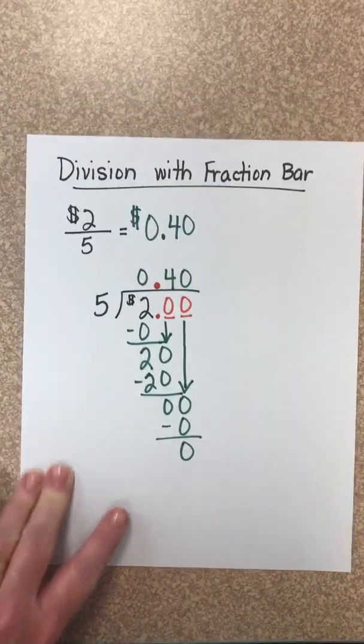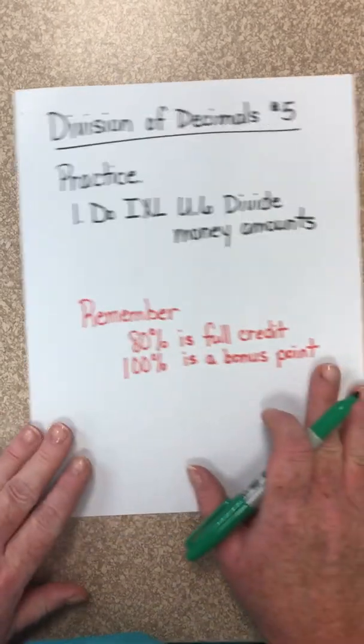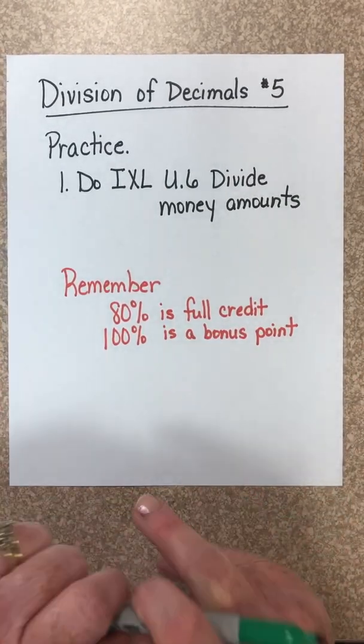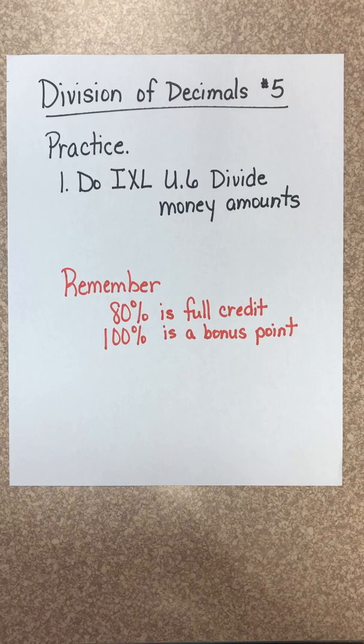Now let's look at practice that I would like for you to do. I want you to go to IXL, 6th grade. Please do U.6, and you should see the words divide money amounts. Please remember, I want you to get 80% to get full credit, and if you work a little extra hard and get 100%, you will get a bonus point.